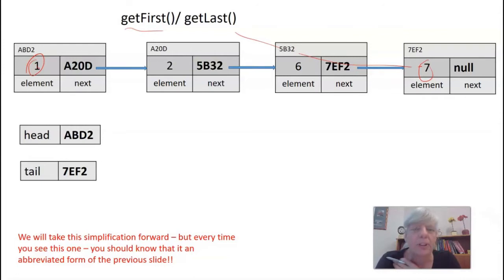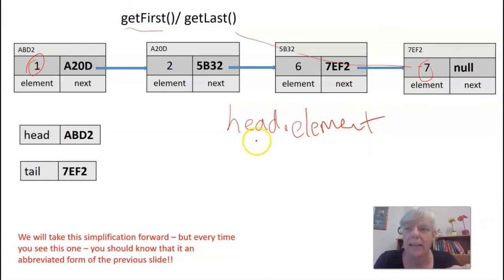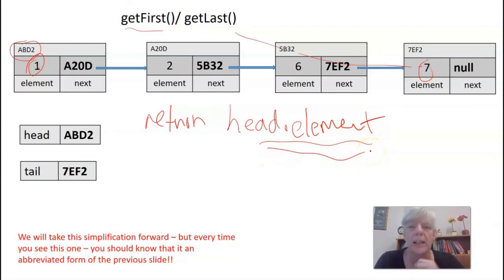I really want you to pause now and think about it. Did you write something? What do you think will happen if I say head dot element? It means go to head, the address ABD2, go to that address, check the element instance field and return it. Perhaps I want to say there's an option of calling a mutator or accessor, but let's have a look at the Java code.